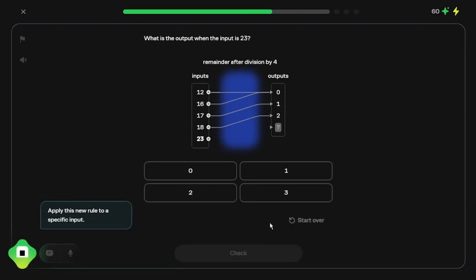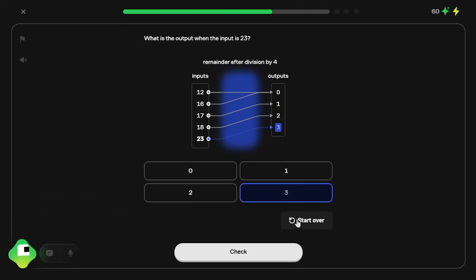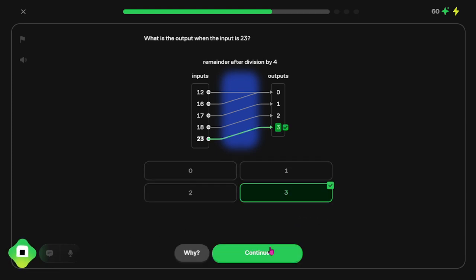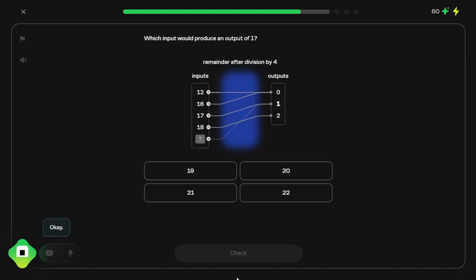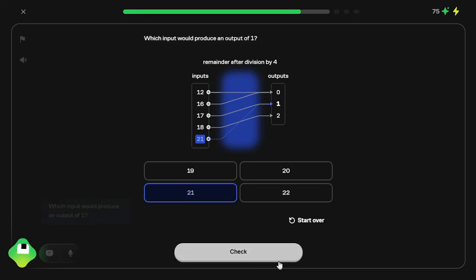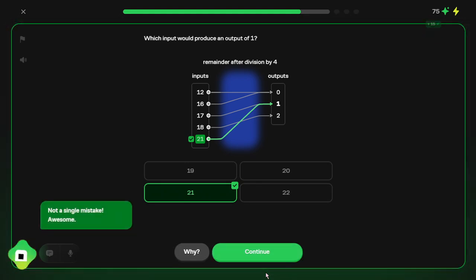Apply this new rule to a specific input. So 23, if divided by 4, the remainder is less than 3. Because 20 can divide by 4 and I get no remainder. So 23 must be 3, I guess. Okay. Last problem. Which input would produce an output? So it must be something like 21. I just say 20 can divide by 4 without giving any remainder. So 21 must be the answer.